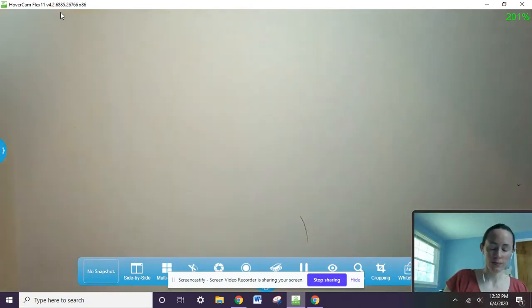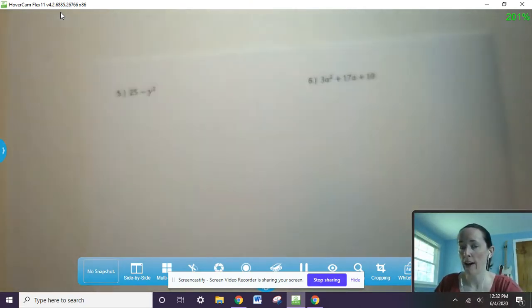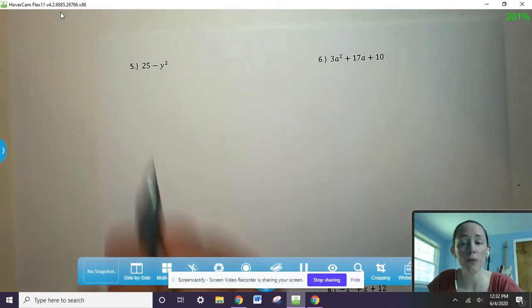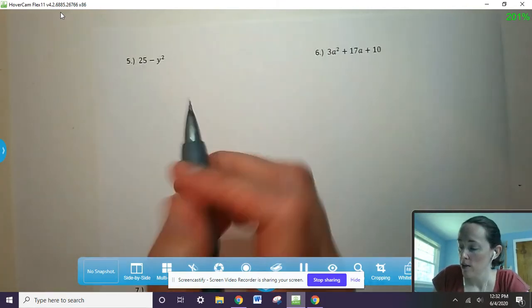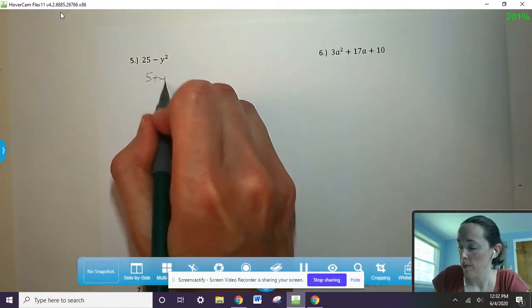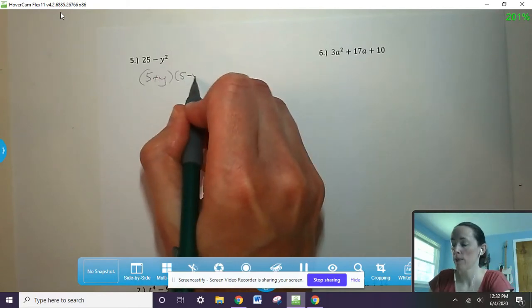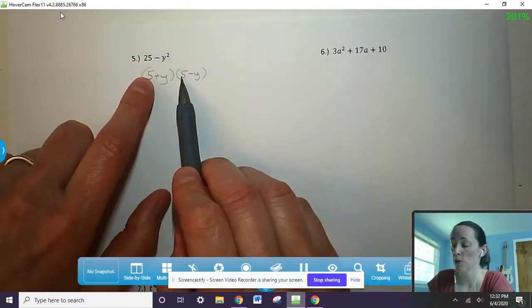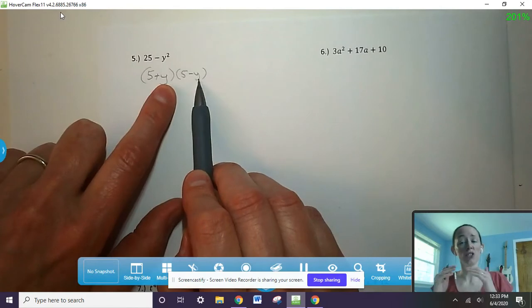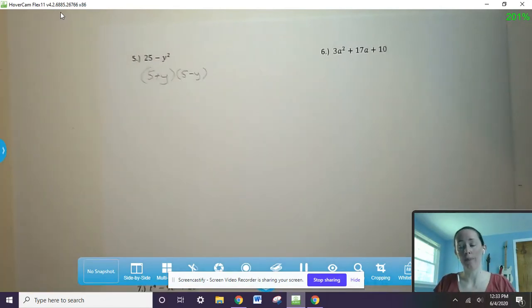Continuing on. Sometimes when you have a difference of 2 squares, the number comes first. That's okay. So I would just factor this as 5 plus y, 5 minus y. Square root of 25 starts both, square root of y ends both. And it should be about that quick to factor that one.